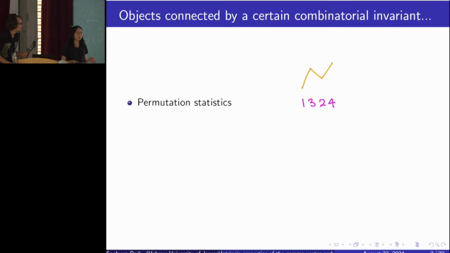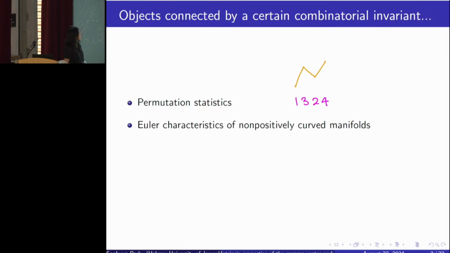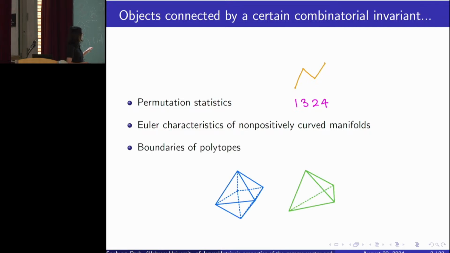Okay, so it turns out that our main character connects a lot of combinatorial invariants that look really different from each other. This includes things like permutation statistics, like Shinche already covered, ascents, descents, just numbers going up and down when you switch order or not. And Euler characteristics of non-positively curved manifolds, this is where the flag condition comes from, like being the clique complex of a graph and certain cubical complexes. And also, how do you triangulate boundaries of polytopes?